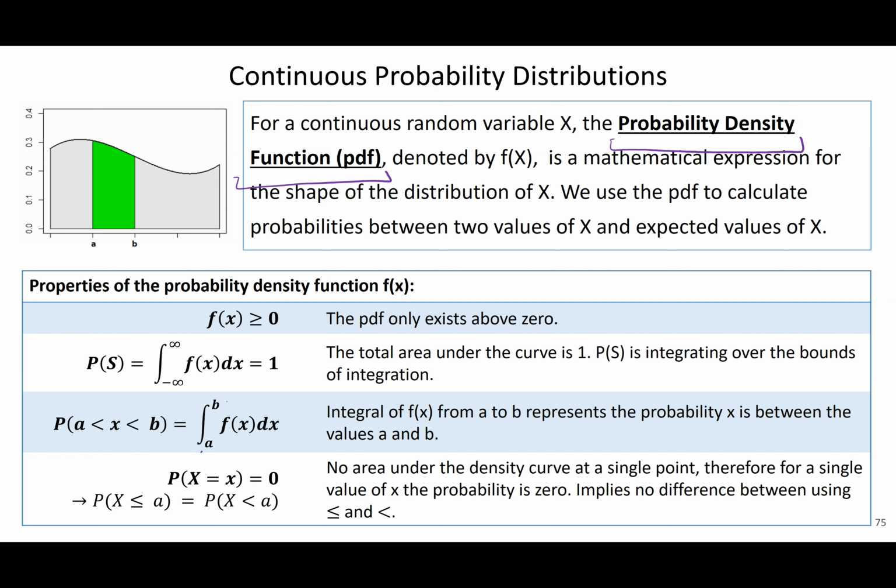One important distinction, something that makes it a little different from discrete, is that the probability that x is equal to a specific number, so that x is exactly equal to a value, is 0. Because if you were to integrate from a to a, there's no width to that interval, so the area would be 0. What that means is, in the continuous case, the probability that x is less than or equal to a is equal to the probability that x is less than a. This is not true in the discrete case, so be careful. In the continuous case, you can say this is true.